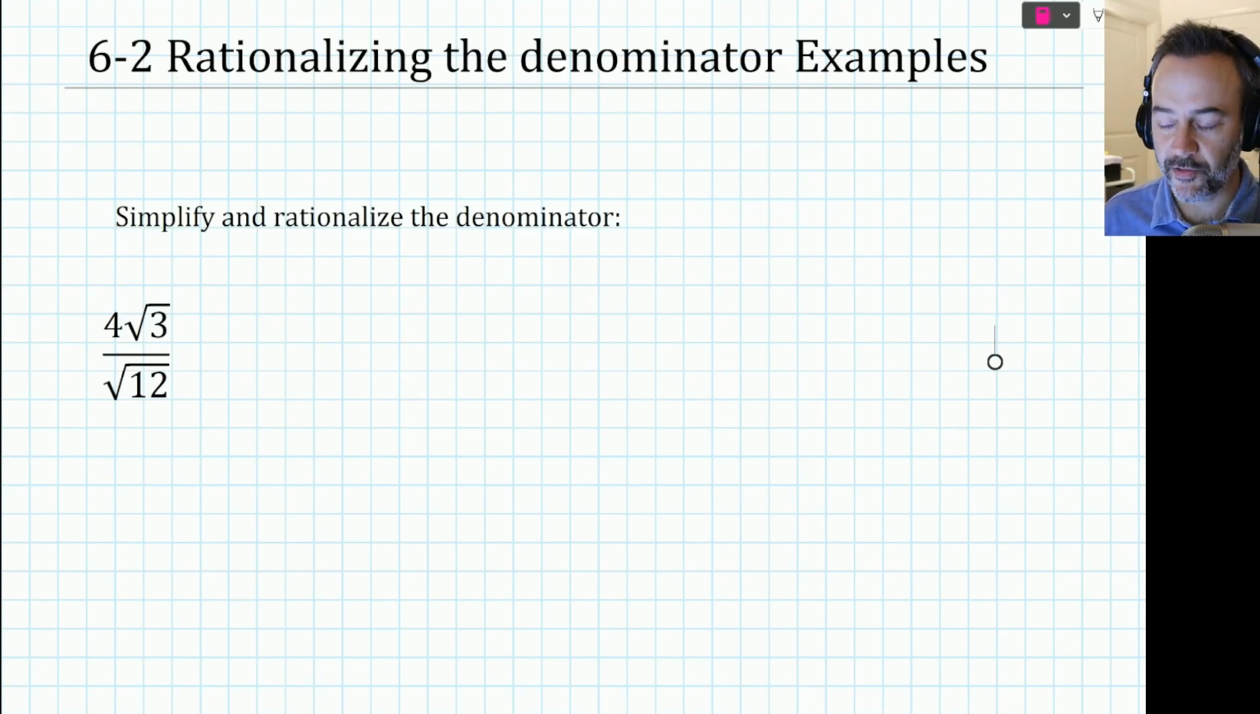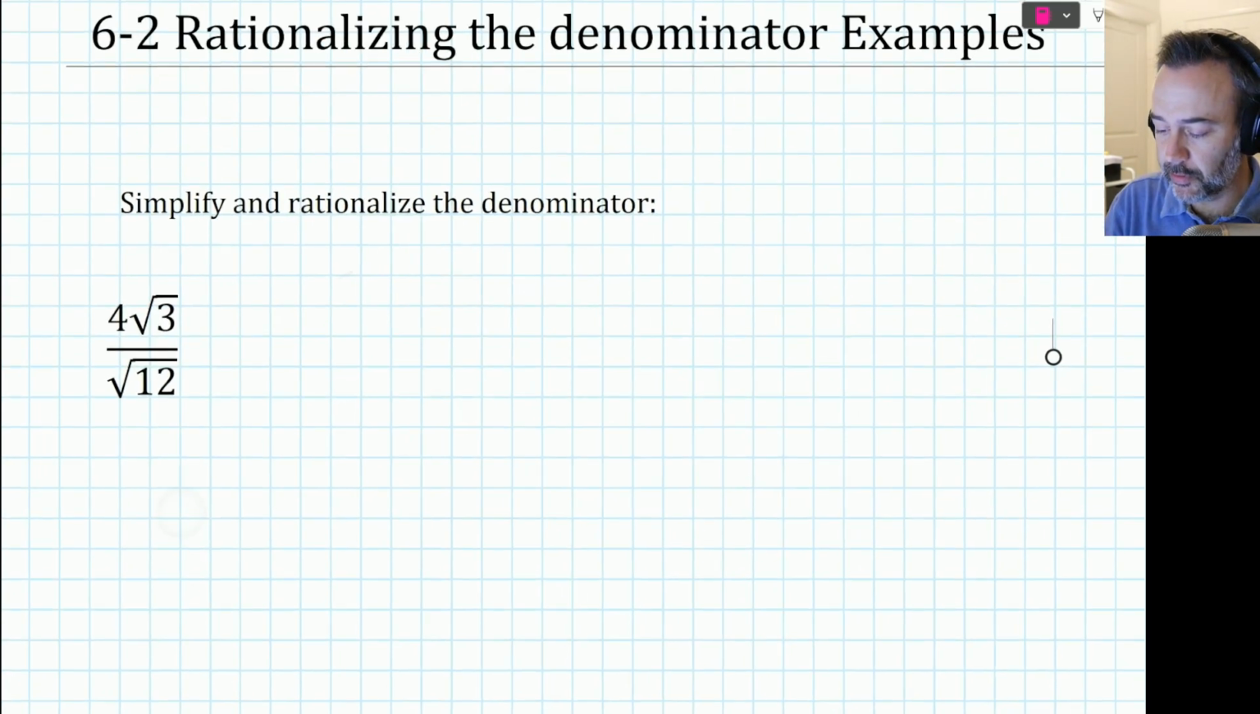Hey Algebra 2 Honors students, I wanted to do a couple quick examples just to add on to what we got to say in class. Class was a little shortened, didn't quite get to say enough. So here are a few examples to cover 6.2, rationalizing the denominator. We'll do basic and then we'll do something that's a little bit more advanced.